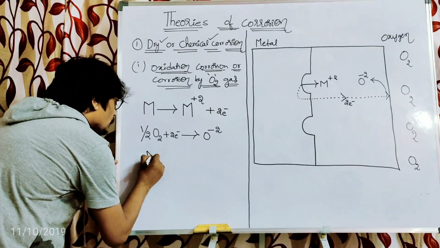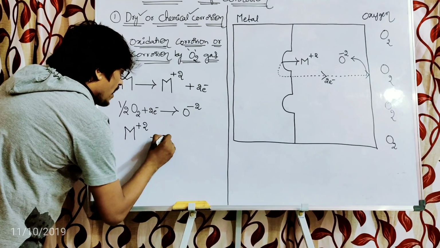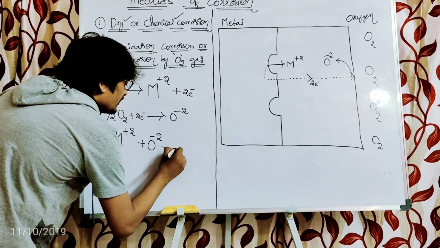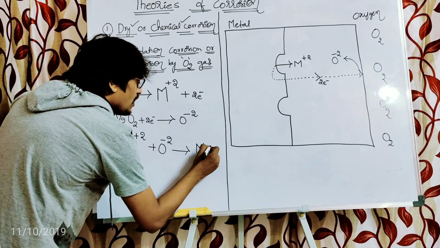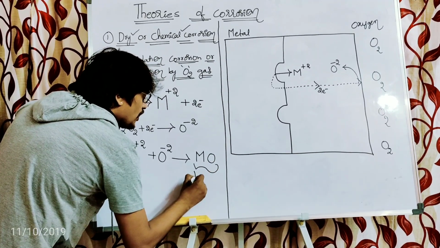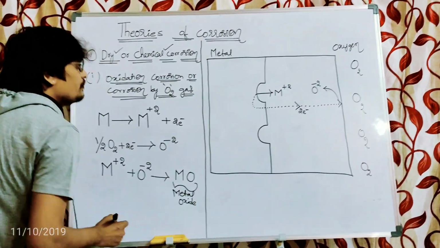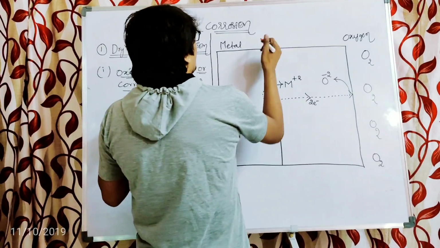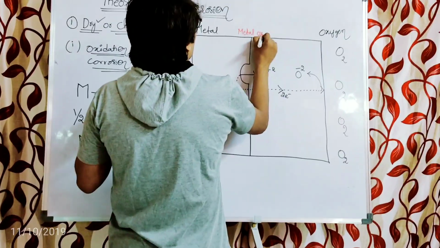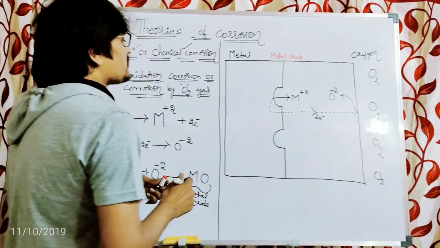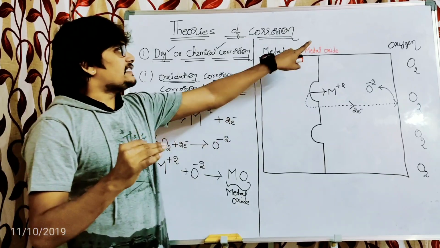Now M plus 2 which has diffused from its site reacts with O minus 2 which has diffused from its site and converts to M2O2, which is nothing but MO. That is, metal oxide is going to be formed. Now what is the metal oxide, students? The metal oxide here is the corrosive product. The corrosive product is the metal oxide.